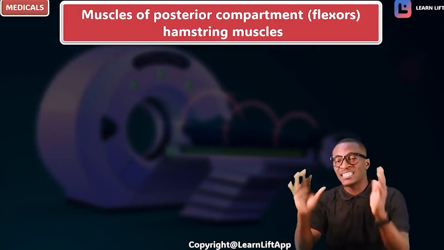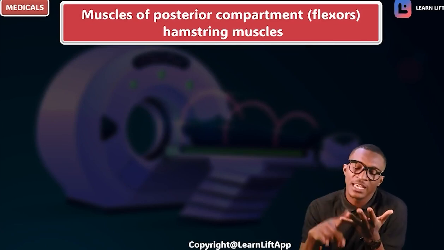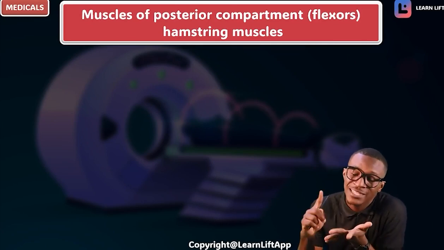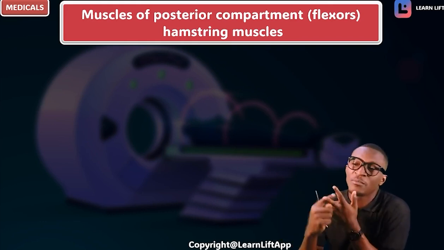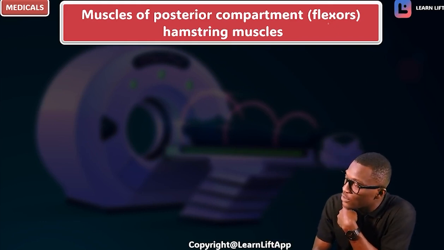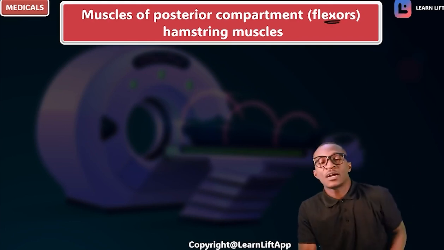Remember that we said that the thigh is divided into three regions by the deep fascia, right? The anterior compartment, the medial compartment, and the posterior compartment. Anterior compartment, the extensors; medial compartment, adductors; posterior compartment, they are called the flexors.